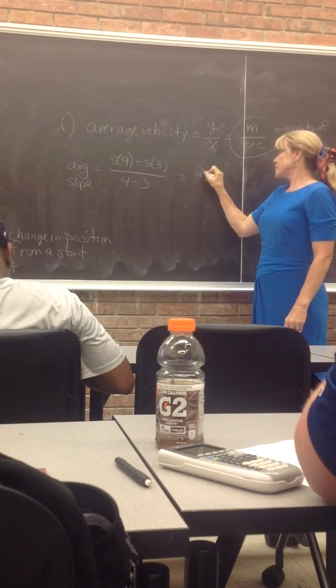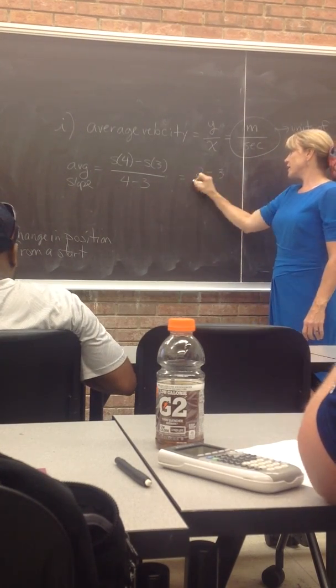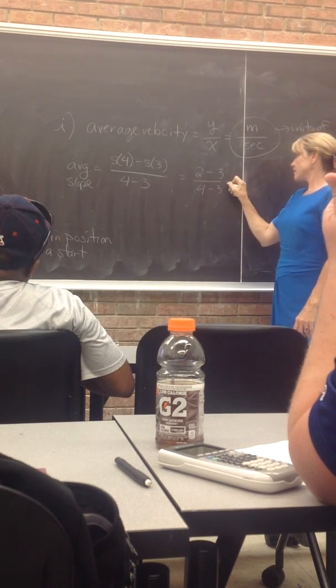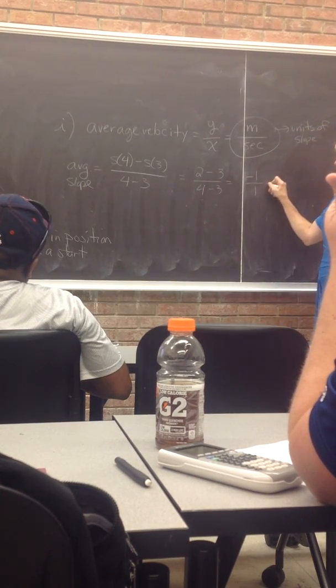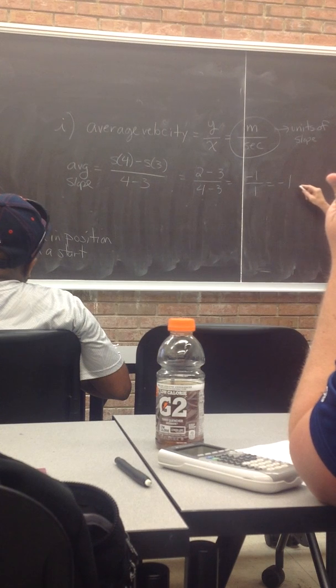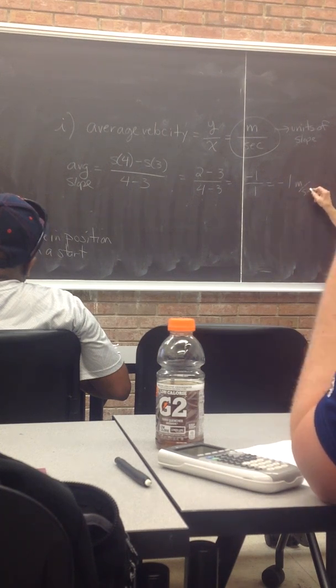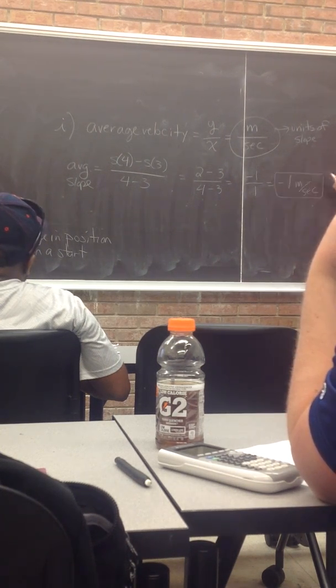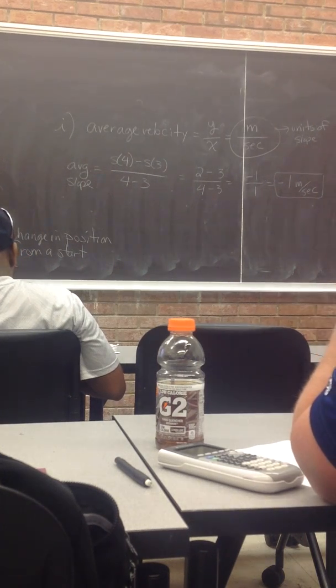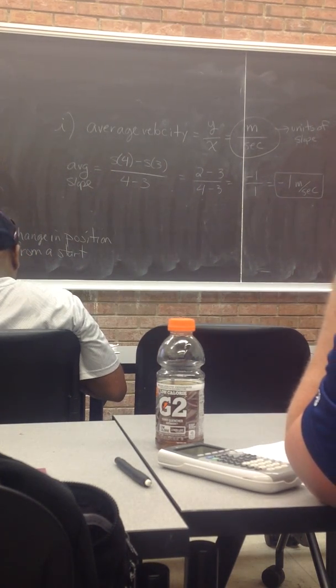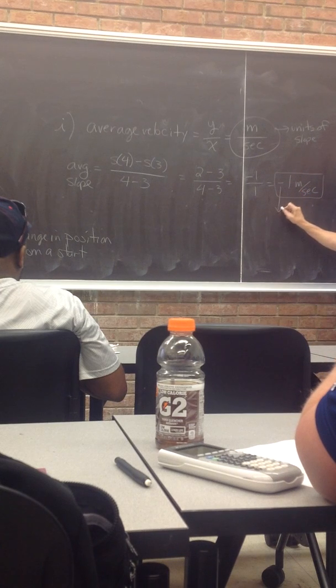So S of 4 was 2, S of 3 was 3. So I get negative 1 over 1, so negative 1. So negative 1 meters per second is my average velocity. And the fact that it's negative means that I am moving backwards.